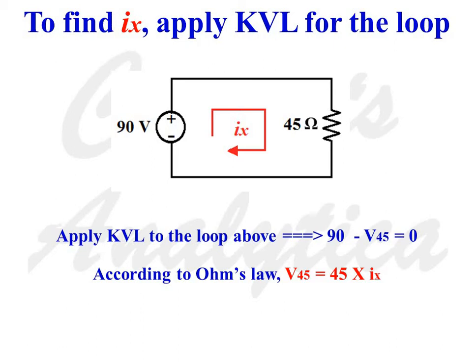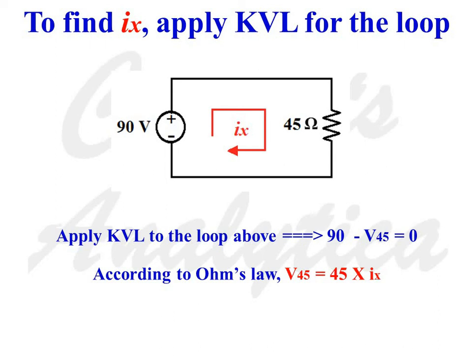When we consider 90 voltage source, as we move from negative potential to positive potential, 90 voltage source should be taken as positive. And when we consider voltage drop across 45 ohms resistor V45, as we move from positive potential to negative potential, that voltage should be taken as negative. So when we apply KVL, that results in the equation 90 minus V45 is equal to 0.